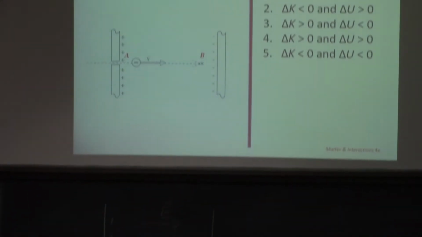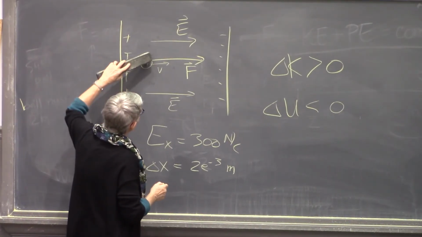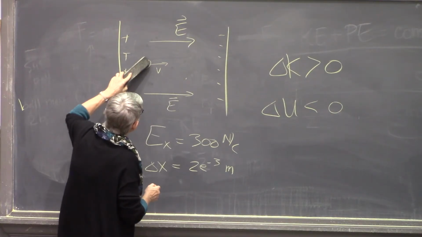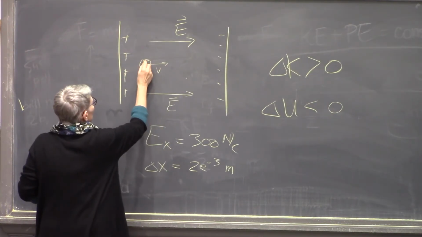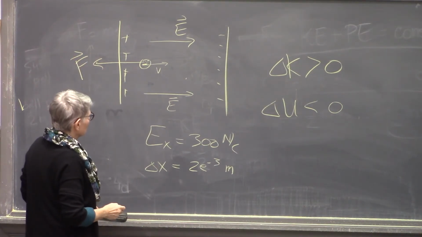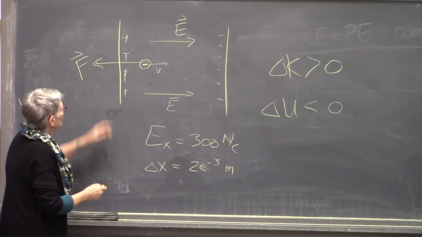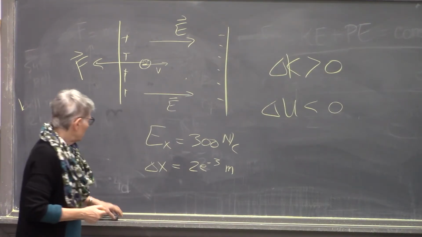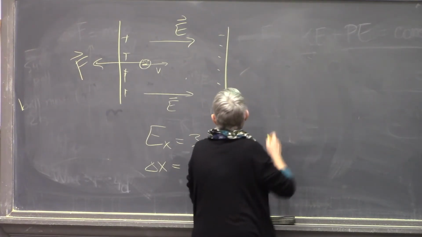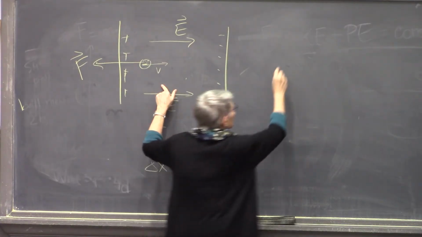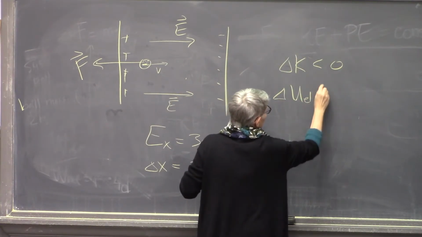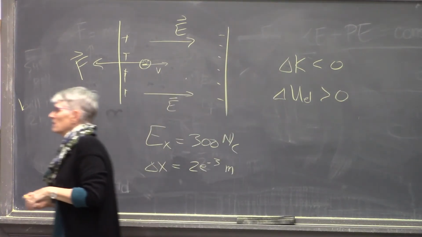So in this case, the electric field is still in the same direction, and the velocity is still in the same direction, but this is now an electron. So the force is in the negative x direction, and so the electron is going to be slowing down, isn't it? So delta K is less than 0, which must mean delta U electric is greater than 0.